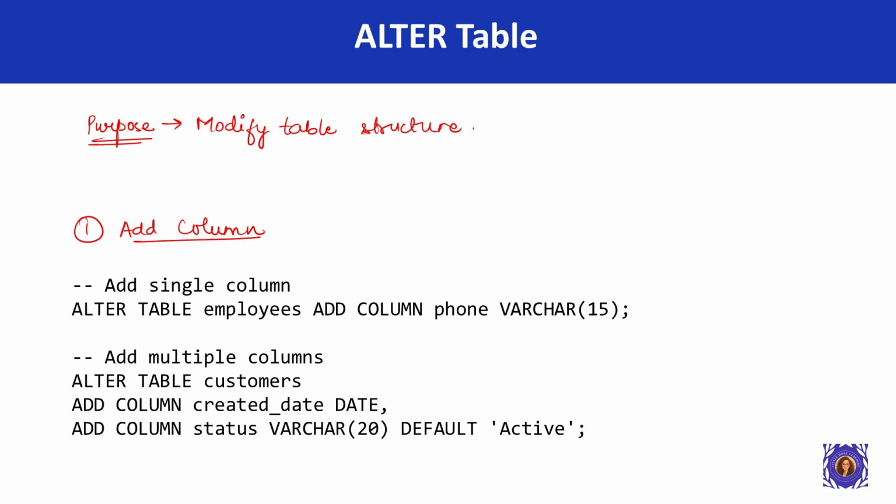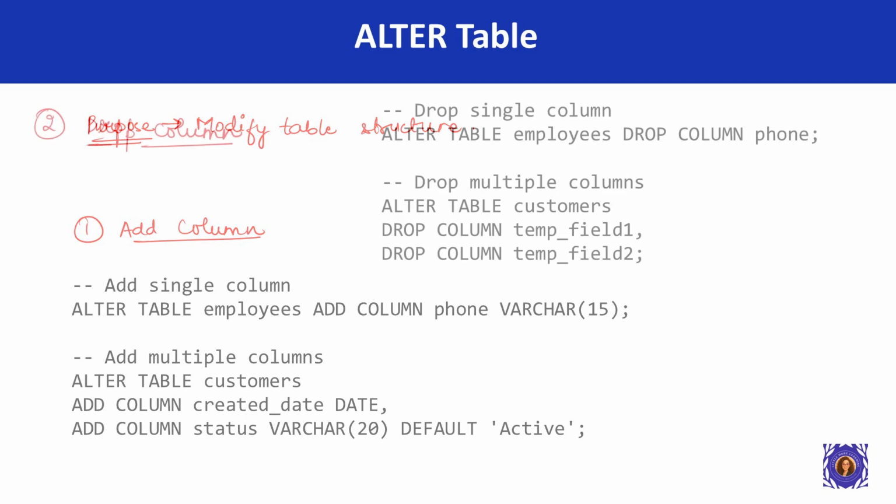First, to add a column, you use alter table followed by add column. You can add a single column, specifying its name and data type, like adding a phone column to the employees table. For adding multiple columns simultaneously, you list each new column with its data type, and you can even define a default value for them, such as adding created_date and status to the customers table, with status defaulting to active.